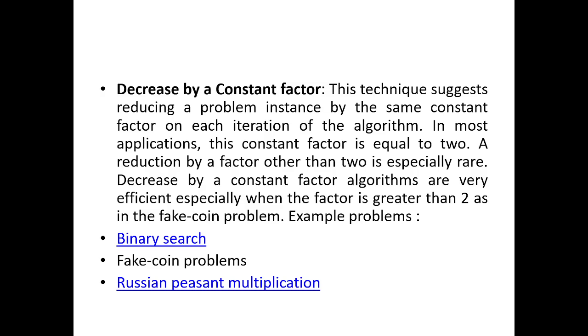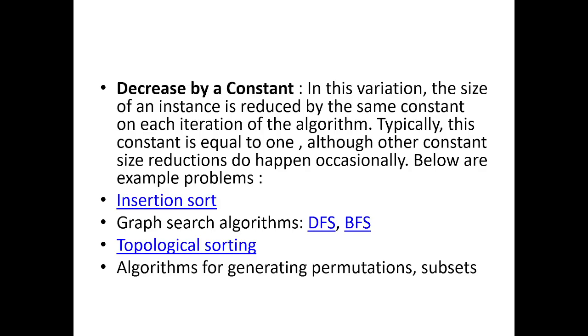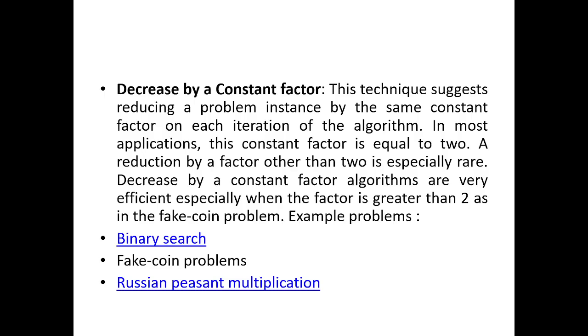The second one is decrease by a constant factor, which means reducing the problem instance by the same constant factor. In the first variation, we decrease by the same constant value on each iteration, but here we decrease the problem instance by the same constant factor. The constant factor is usually equal to 2. It is very rare to get a constant factor other than 2. Examples are binary search, the fake coin problem, and Russian peasant multiplication.